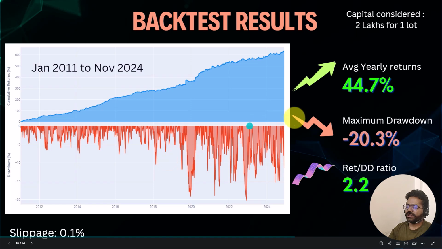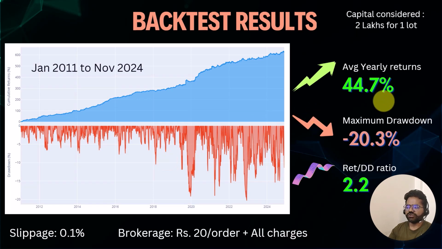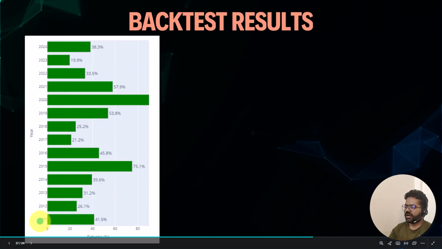I have considered in this strategy slippages of 0.1%, and I have considered the brokerage, which is 20 rupees per order, which is standard across all brokers. Plus, I have included GST, STT, and all kinds of government charges. This is starting from 2011 all the way up to 2024.